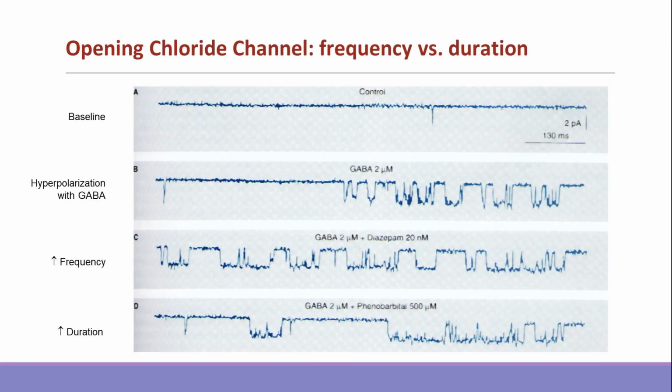This slide contrasts benzodiazepines and barbiturates. Benzodiazepines increase frequency of channel opening, whereas barbiturates increase duration, partly explaining their greater toxicity.